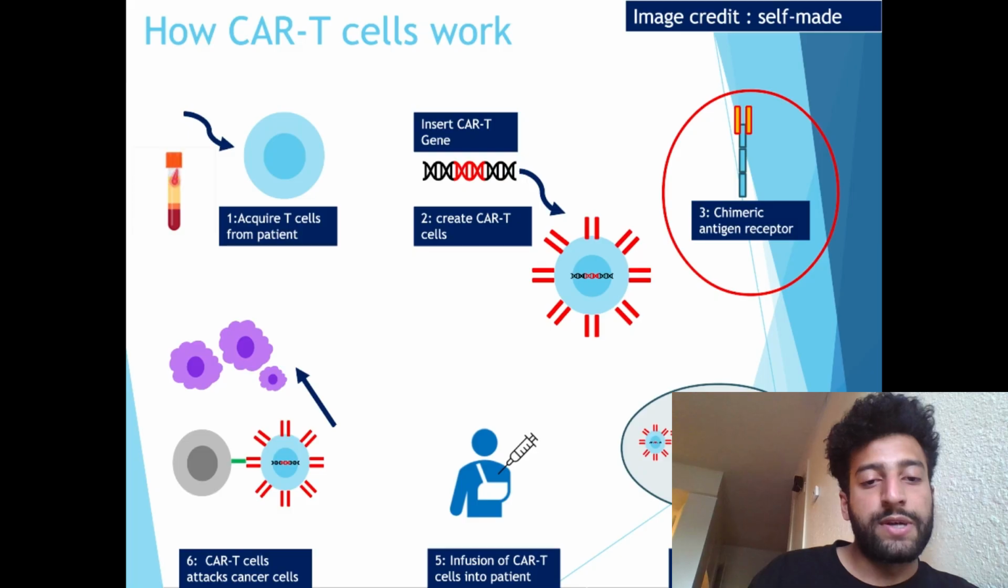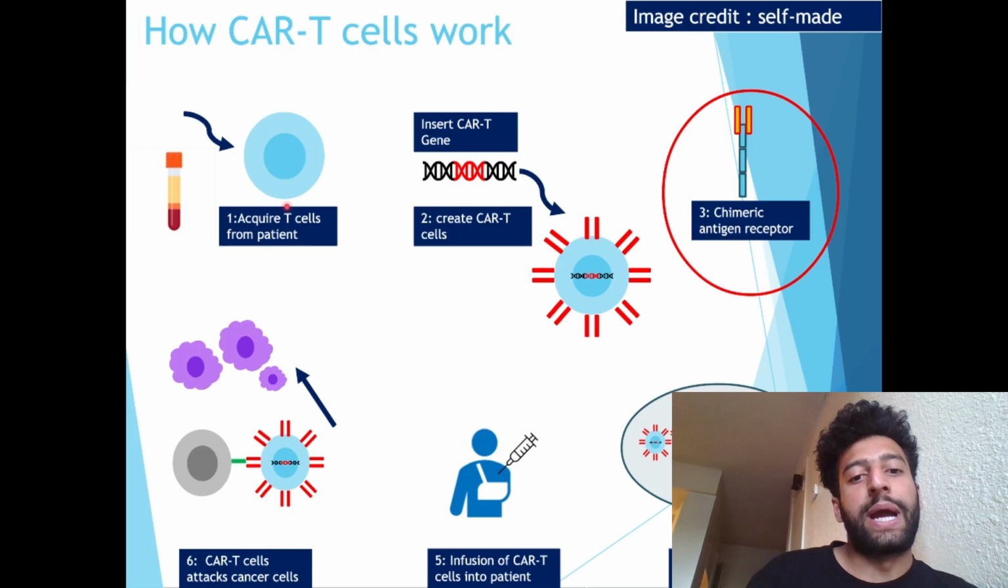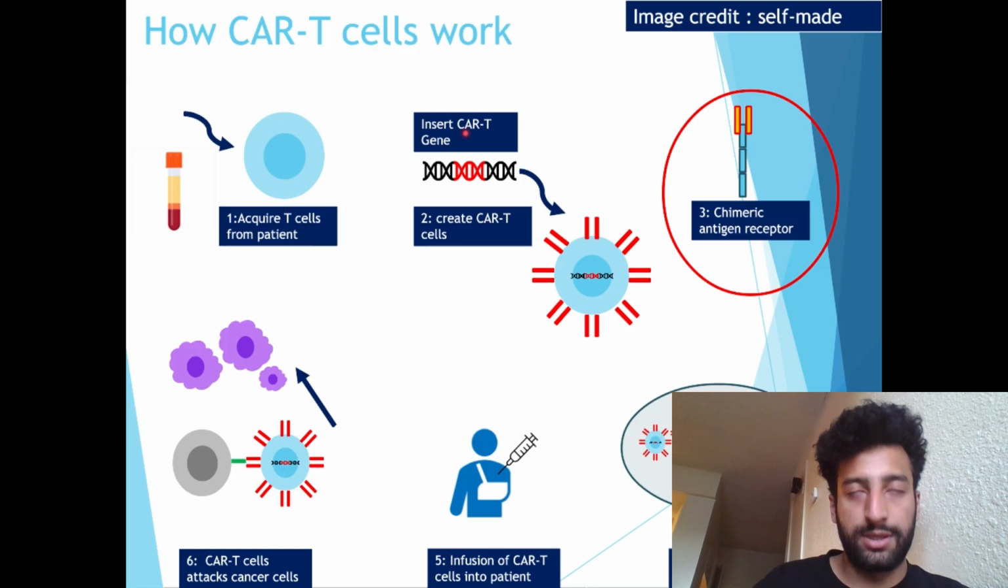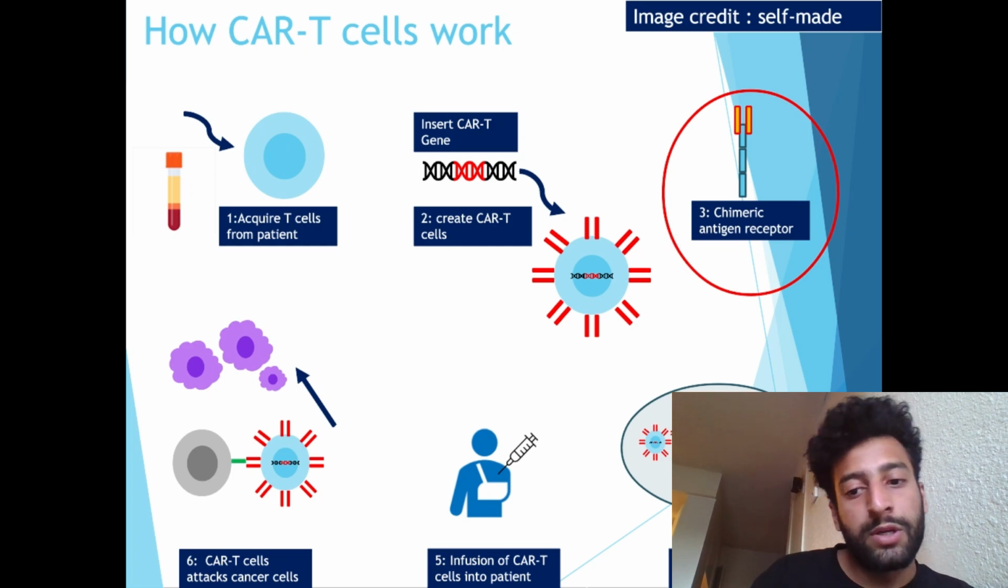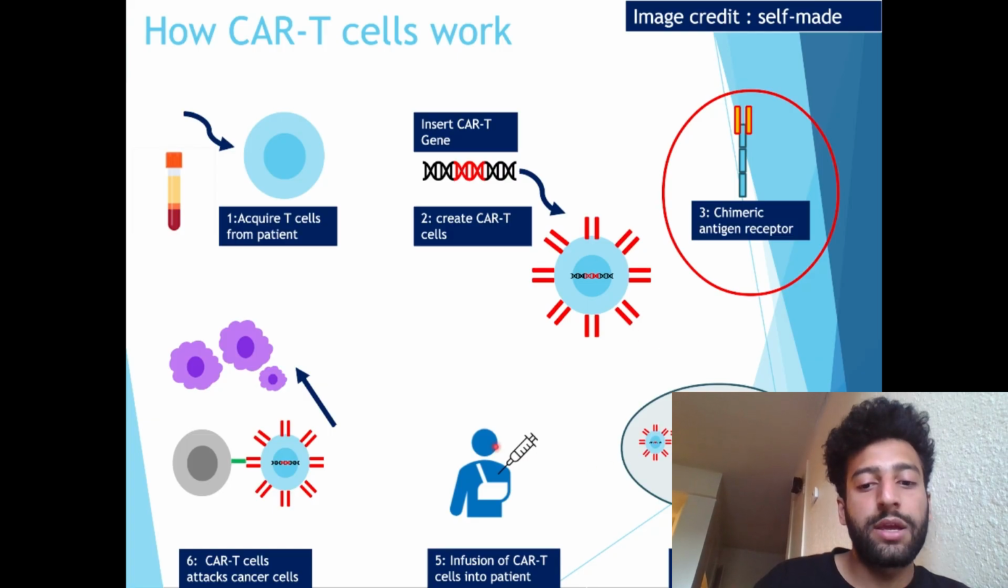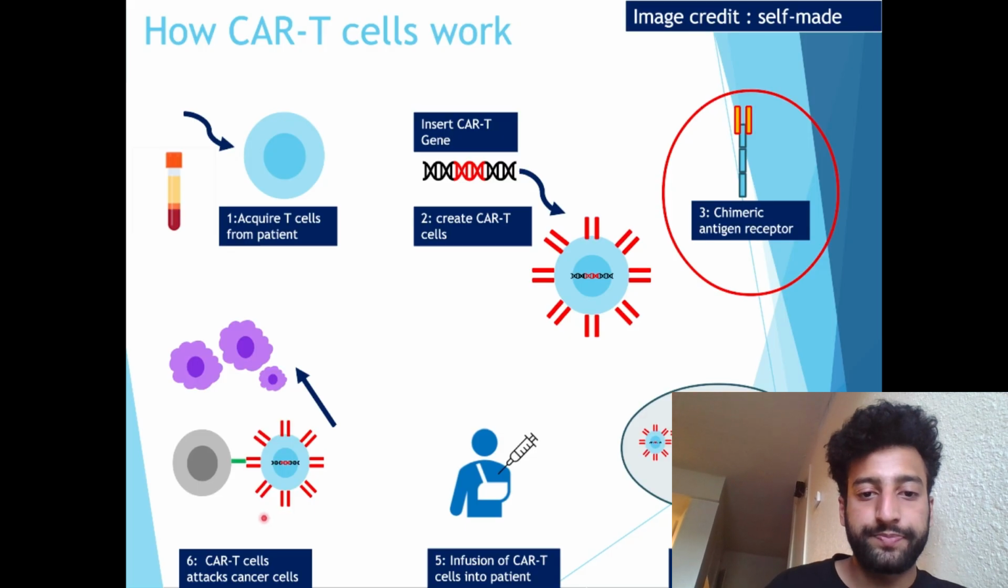To do this, first we take a blood sample from the patient. Then we separate white blood cells, and then we insert the CAR gene, the chimeric antigen receptor, into those T cells. Then we culture and produce millions of copies, and then they are introduced back into the patient. That is the final step, where CAR T cells attack cancer cells.